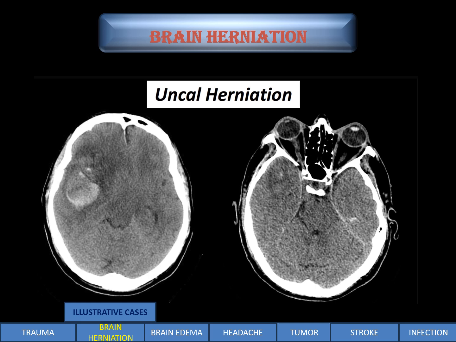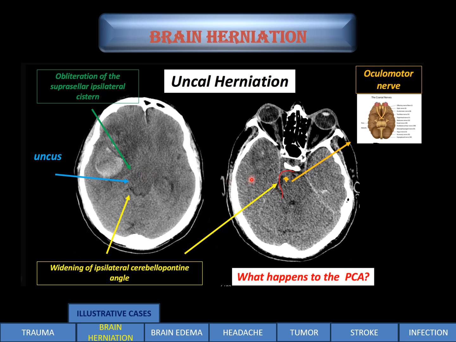Moving on to the second herniation, which is the uncal herniation. Here again, because of the same hematoma, apart from subfalcine herniation, what we are able to see is that there is an extra tissue which is seen here. You can compare here with the opposite side. This extra tissue which we see here is the uncus of the temporal lobe, which is basically the uncal herniation.